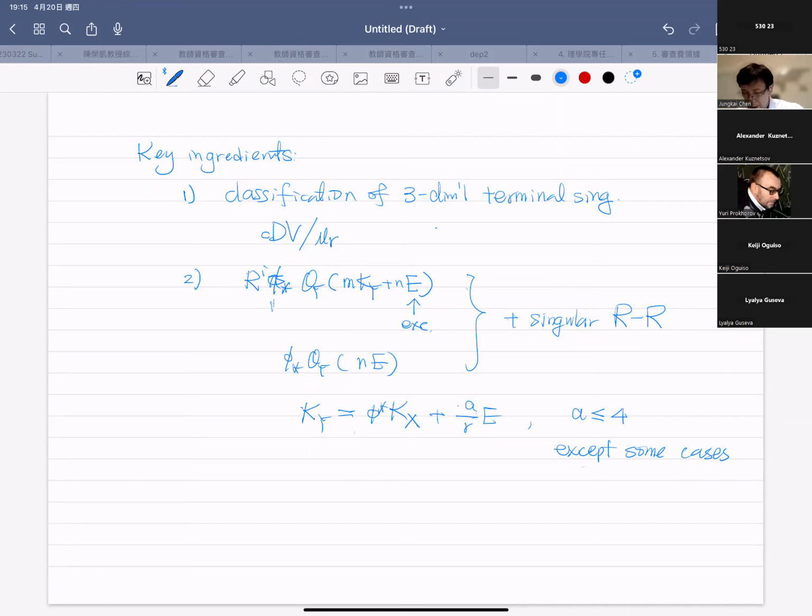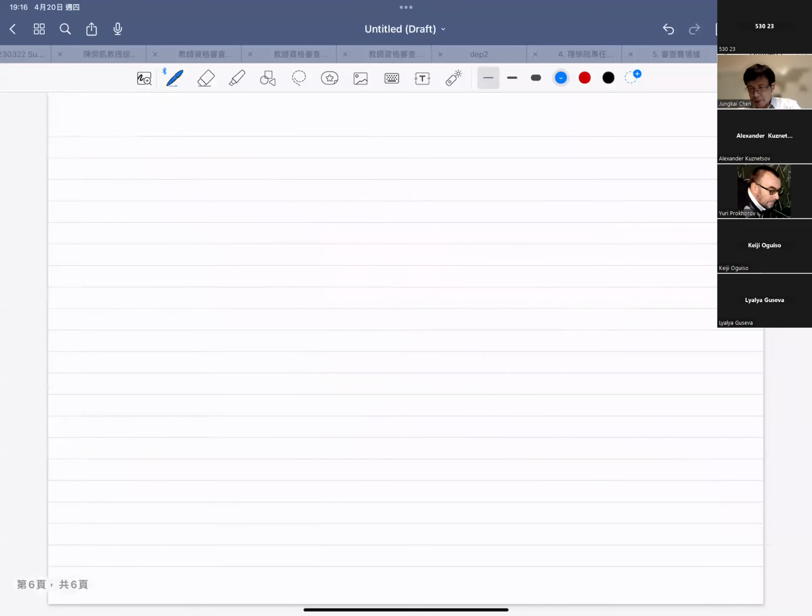So it has been a series of work of Kawakita and Hayakawa to really work out the project to classify all 3-dimensional divisorial contractions to points. Okay. So my goal today is to try to explain our approach to study the contraction to curves. So let's consider the divisorial contraction to curves.